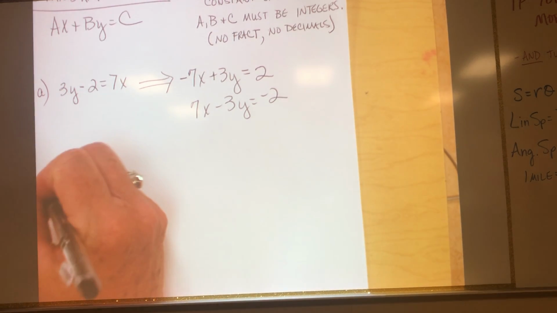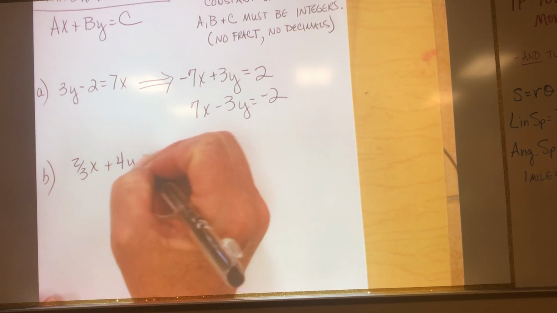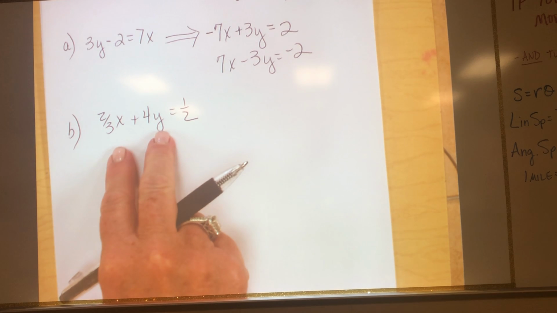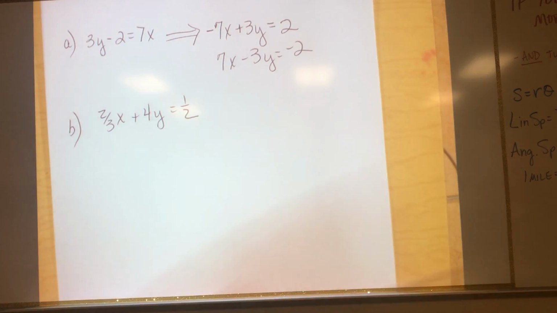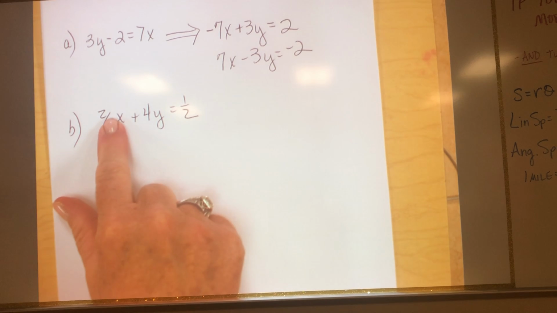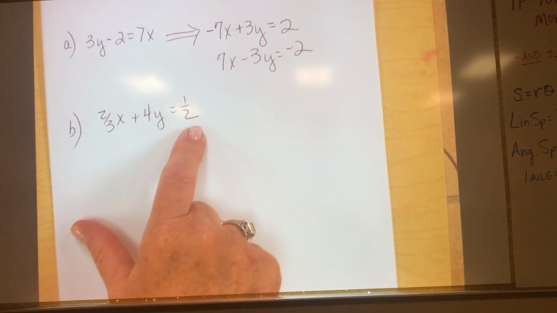All right, here's your next one. 2/3 x plus 4y is equal to 1/2. Well, he looks good. I got my x and my y on the left, my plain numbers on the right. What's the only problem with him? Fraction. Yeah, I got a fraction. Y'all, what makes a fraction? What part of the fraction makes the fraction? The denominator. If it didn't have a denominator, would that be a fraction? No. So the denominator is the problem. That's what you need to get rid of.